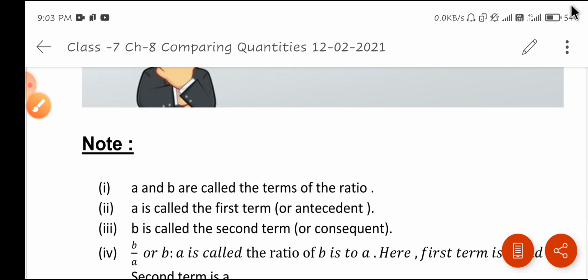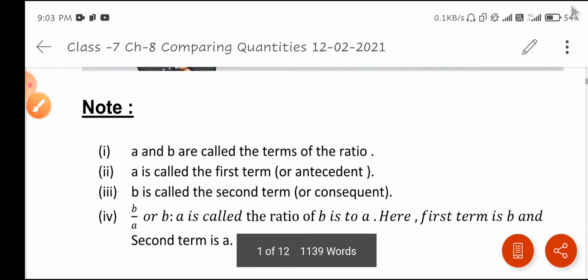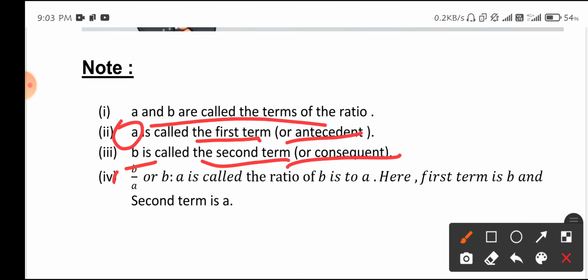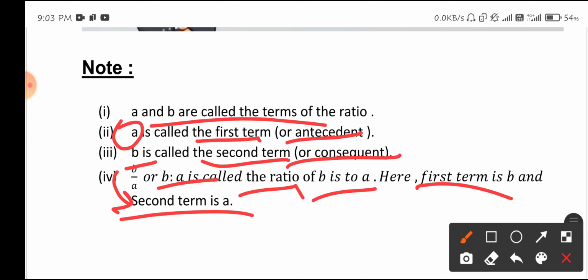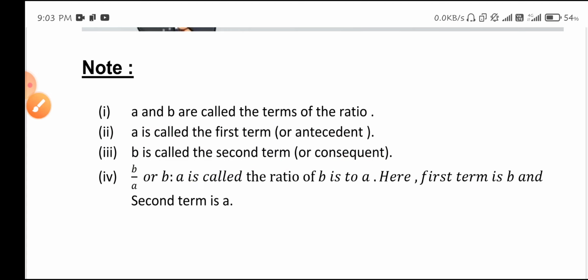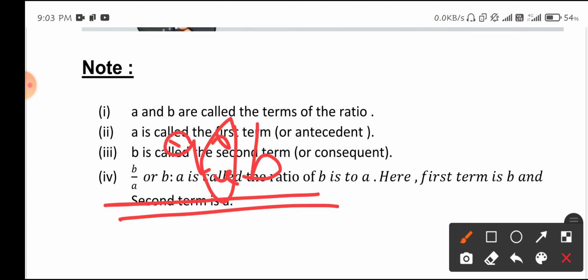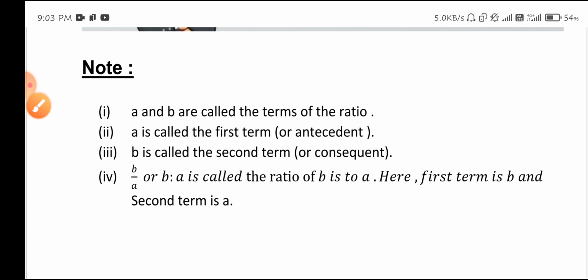And one more thing, the ratio does not have a unit. Note that here A and B are known as the terms of the ratio. A is called the first term or antecedent. B is called the second term or consequent. Then B ratio A is called the ratio B to A, where the first term is B and the second term is A according to the ratio. So A ratio B means that we are comparing any two quantities with the same unit, and this is the symbol of ratio. A is called the first term, B is called the second term.